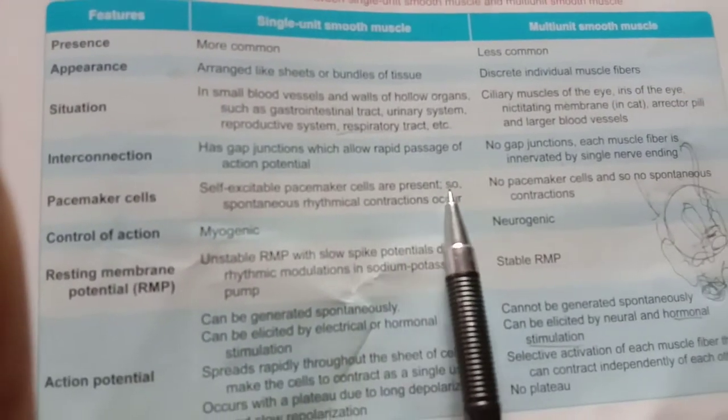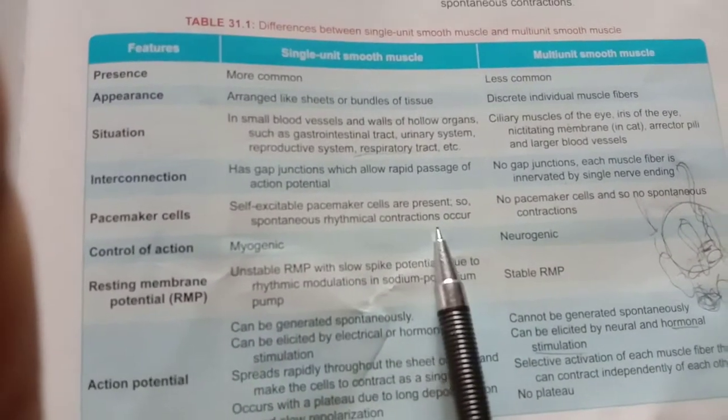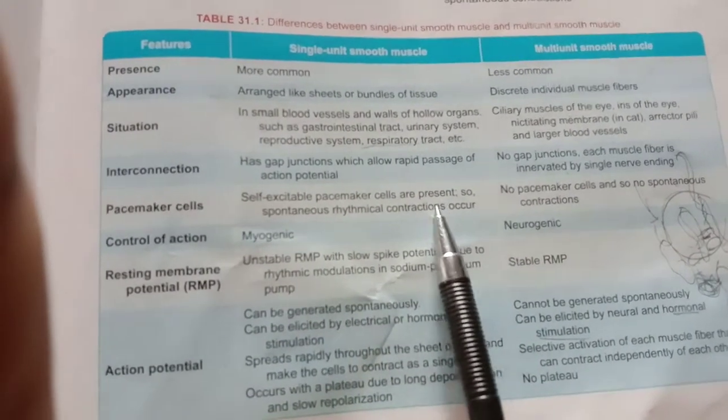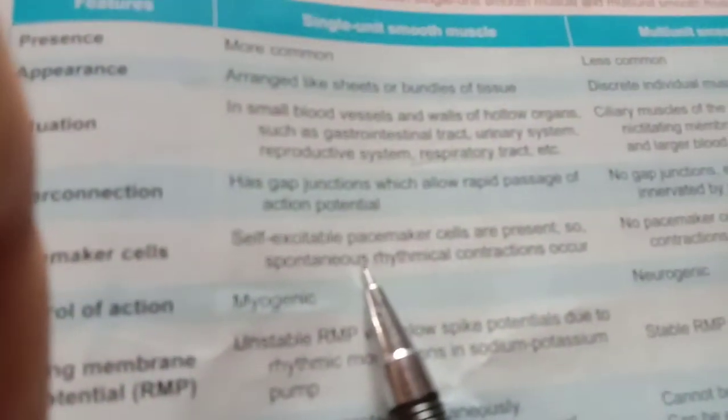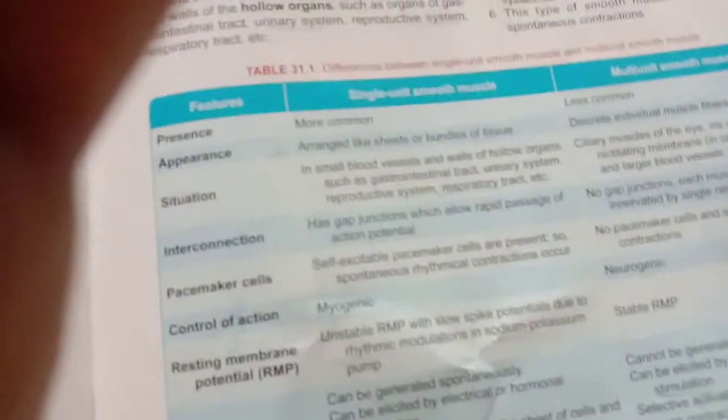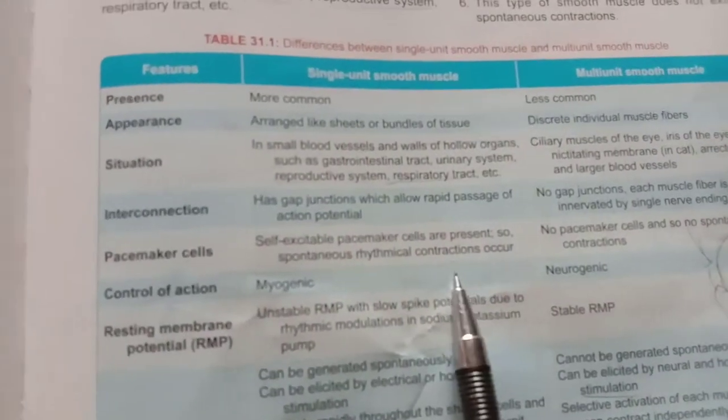Okay, now pacemaker cells. Self-excitable pacemaker cells are present, so spontaneous rhythmical contraction occurs. So in single unit smooth muscle fibers, pacemaker cells are present. These cells initiate or excite the single unit smooth muscle, making all the muscle fibers contract at once. It provides a stimulus to the whole single unit smooth muscle.